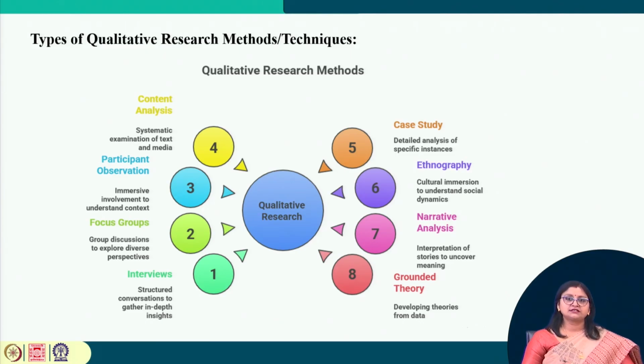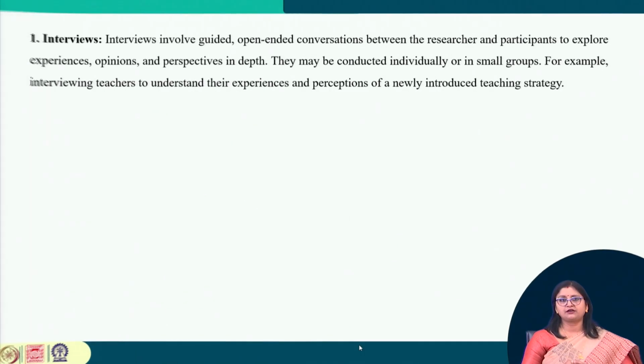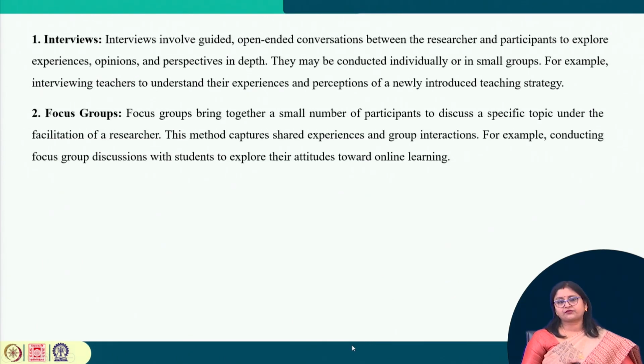So, here you can see that case study, ethnography, narrative analysis, grounded theory, which we will discuss in the upcoming lectures, and the content analysis, participant observation, focus groups, discussion, interviews, etc. are part of these qualitative research methods. Now, we will go one by one. The first one is interview.